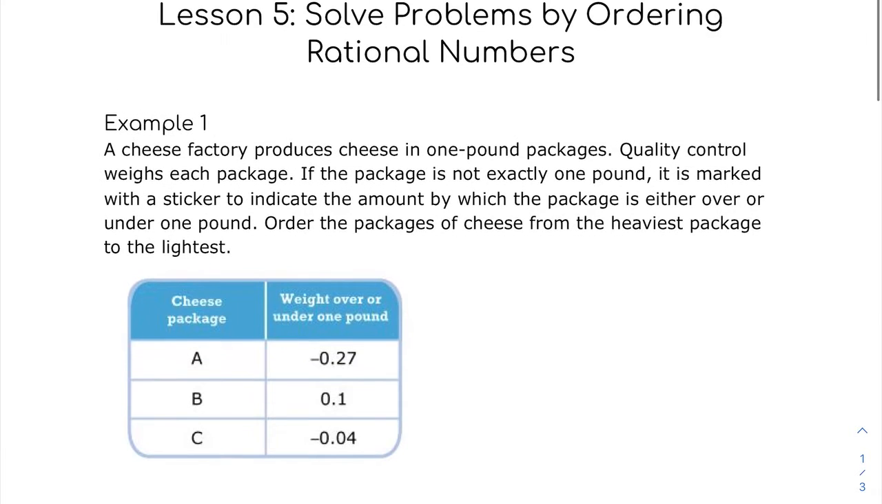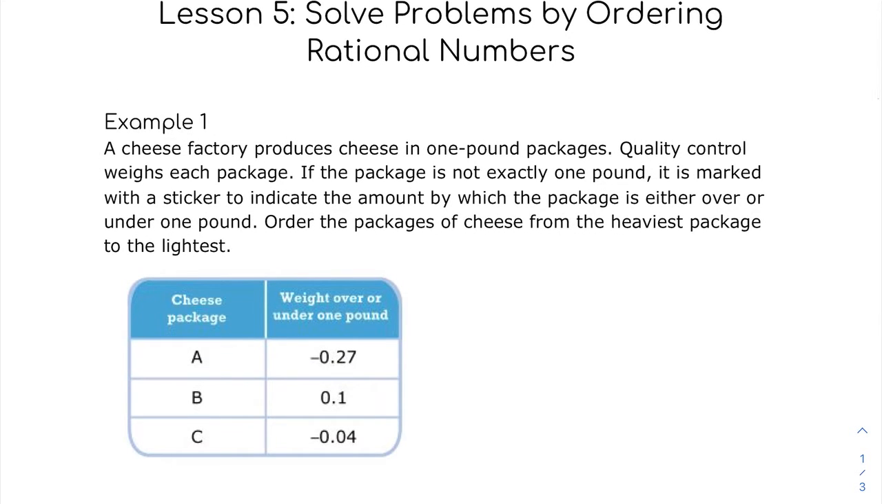Hello everybody, today we are going to be wrapping up our topic 2 about integers with our last lesson, lesson 5, and today we're going to be talking about how we can solve problems by ordering rational numbers. So we've talked about how to find and represent rational numbers on the number line, and today we're going to talk about how we can solve real-world problems by ordering these rational numbers. So let's get into example 1.